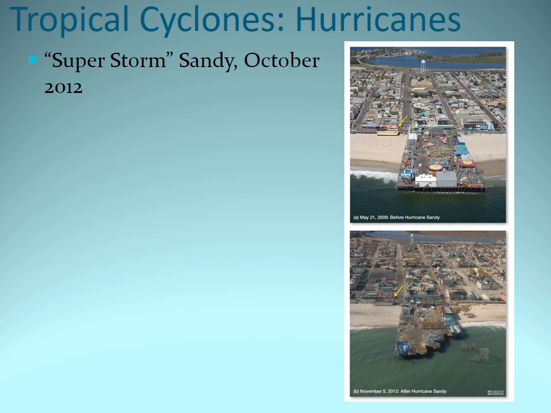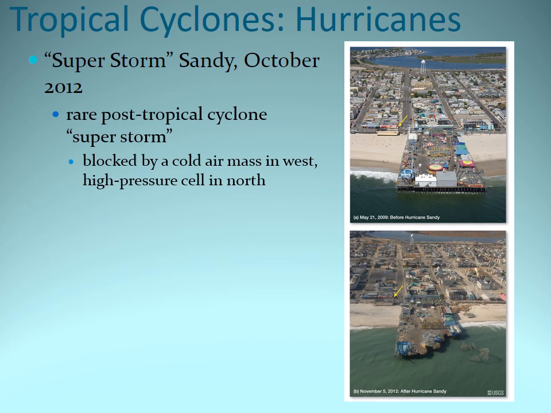Then, a little bit more recently, we have Superstorm Sandy. What's interesting about Sandy was that it was technically a post-tropical cyclone. So it wasn't just a hurricane, it was a hurricane and an extratropical cyclone that merged together. And it went a different way. Most of the times when hurricanes go up to New England, they move off to the east. This one, because of weather systems around New England and the mid-Atlantic states, was forced to move west.